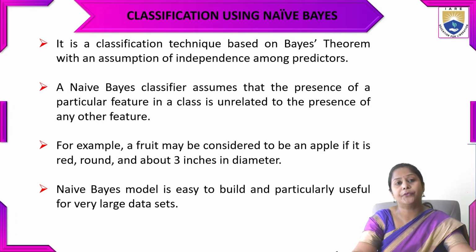So for example, if we take a fruit as an example, that may be considered as an apple. So why? If it is red, round and about 3 inches in diameter. So these are the three features that represent that it is an apple. So the naive Bayes model is easy to build and particularly useful for very large databases.